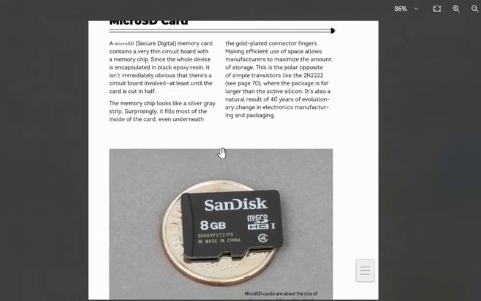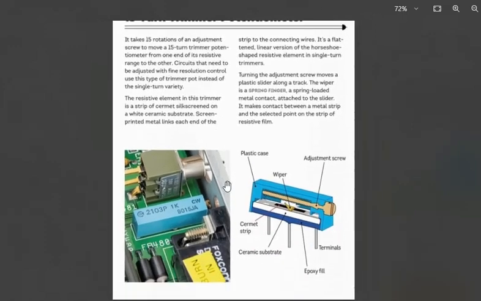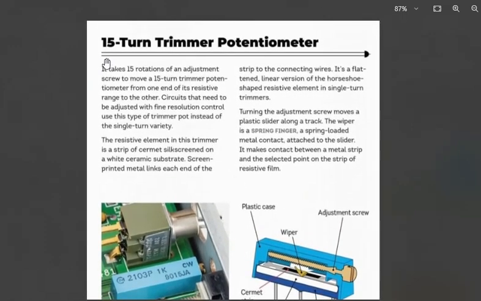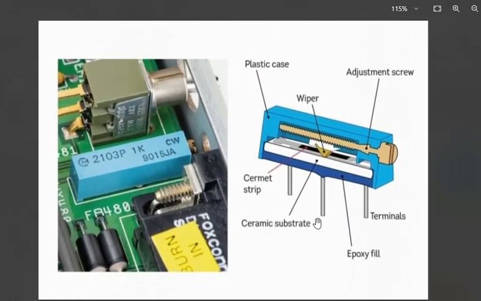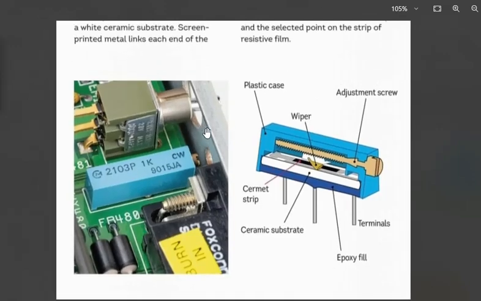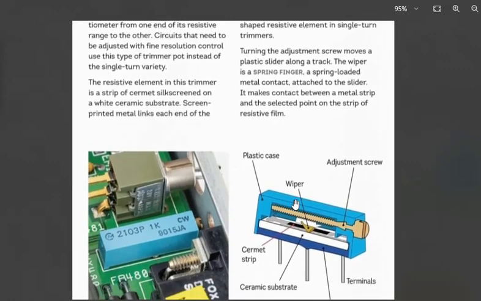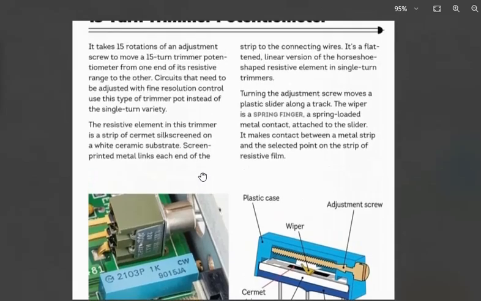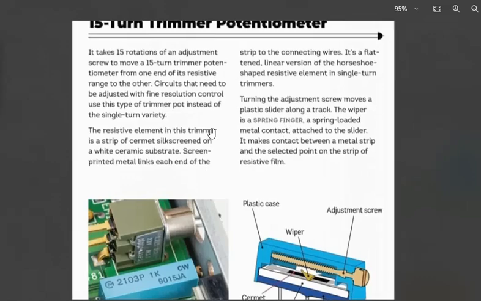So let's see what is our next, and I think this is our last component to explain. What is this? A 15-turn trimmer potentiometer. First of all, you can watch it, then I am going to explain it. This is the 15-turn trimmer potentiometer. I'm trying to explain in easy words and in 3 headings: what it does, how it works, and where you might find it, so you can understand it easily. There are also other explanations, but I think students cannot get them.